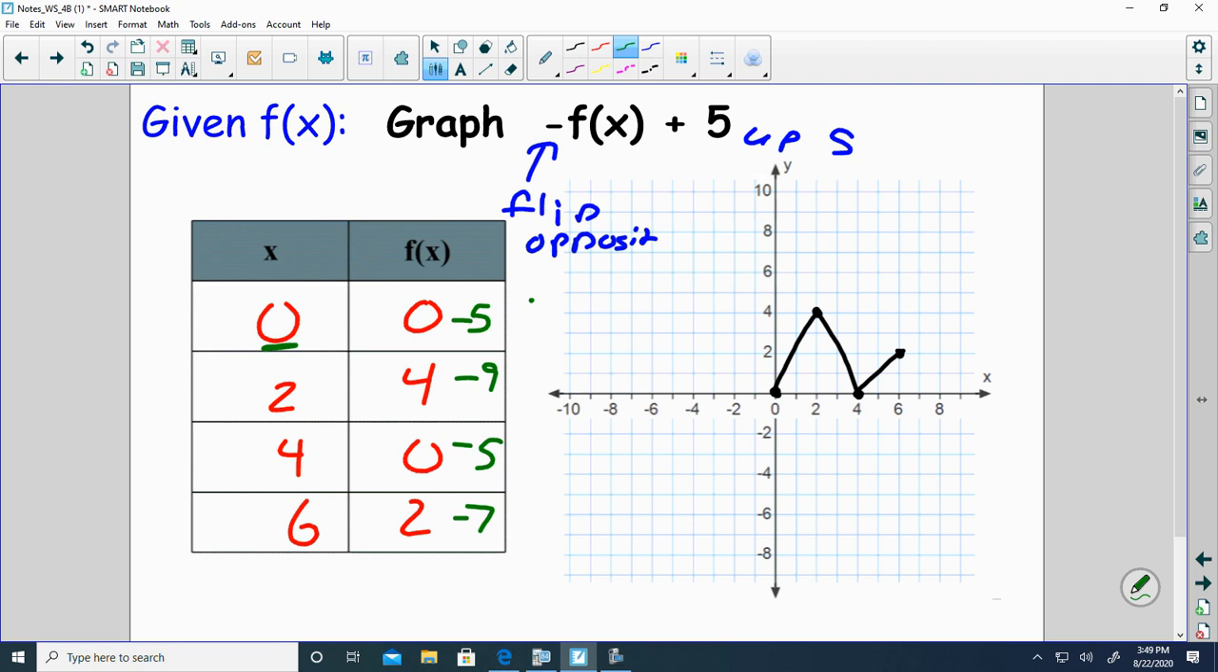So now let's plot the points 0, negative 5. So 0, negative 5 is down here. 2, negative 9 is like down here. 4, negative 5, that's here. And 6, negative 7 is down here. So this is going to be upside down, go in the order that you graphed it. So take a look at our graph. It's the same graph, it's kind of just like a flip over and a shift in the vertical direction.